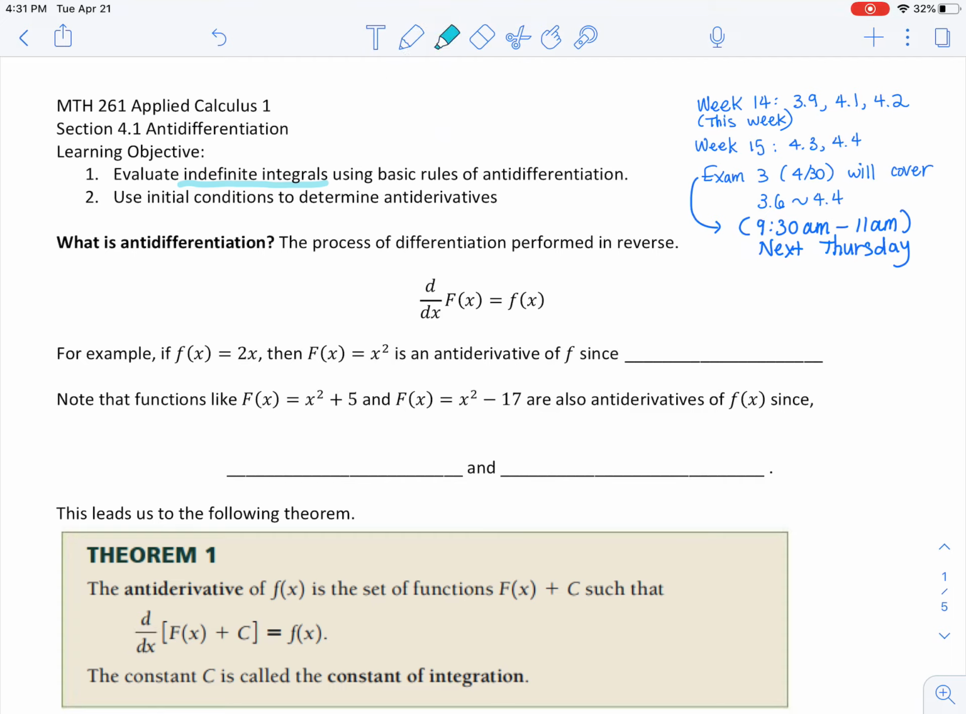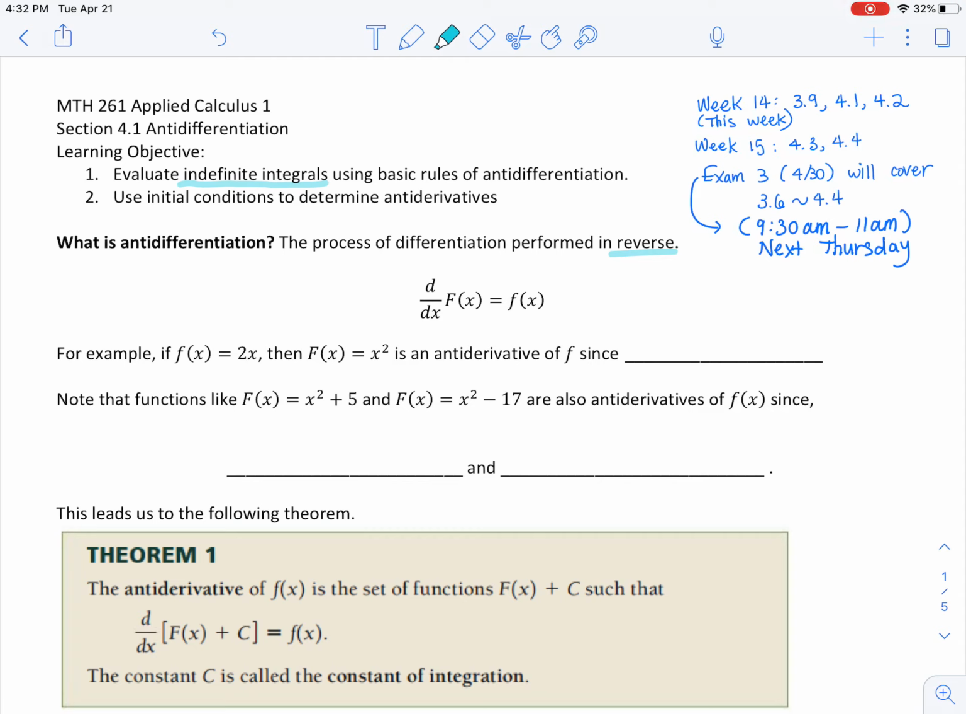We work with one direction. We worked on taking derivative, finding the derivative, differentiation, all these skills for the first 13 weeks of our class, right? And now I'm going to ask you to go backward. So the antidifferentiation is the process of differentiation performed in reverse. So we're going to go backward.